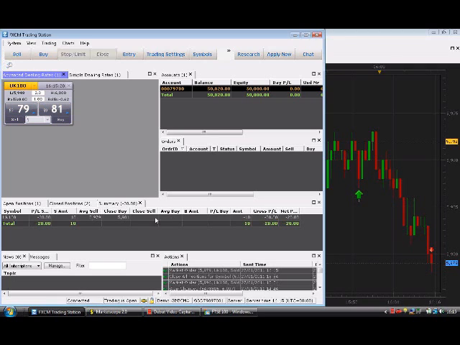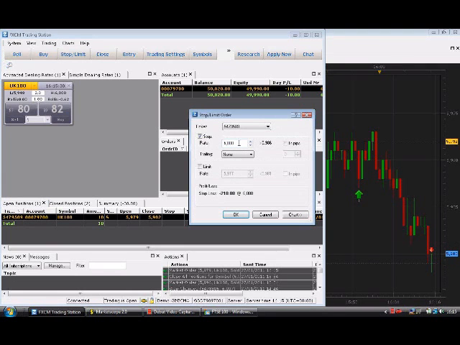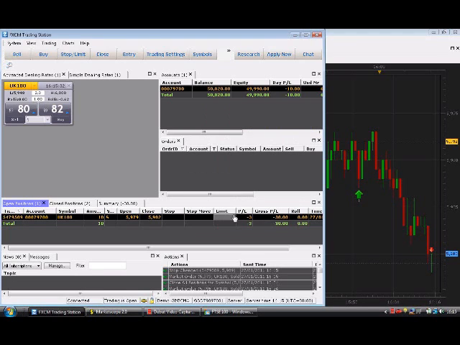Where's my stop? Okay, there we are. So I sold at 5979. My stop will be 10 points away. So 5979 plus 10. You got it, 5989. So I'm risking a maximum of 10 points on this trade, i.e. I'm risking £100.